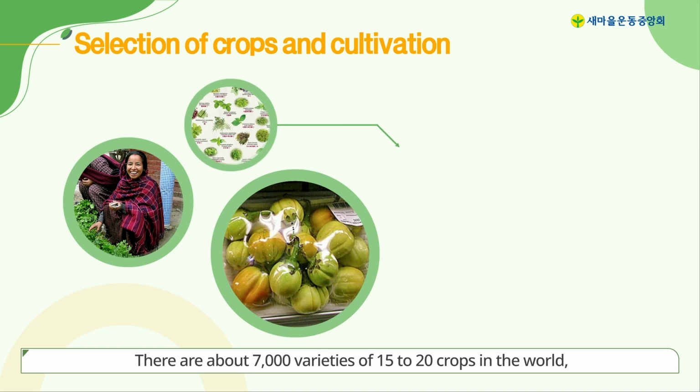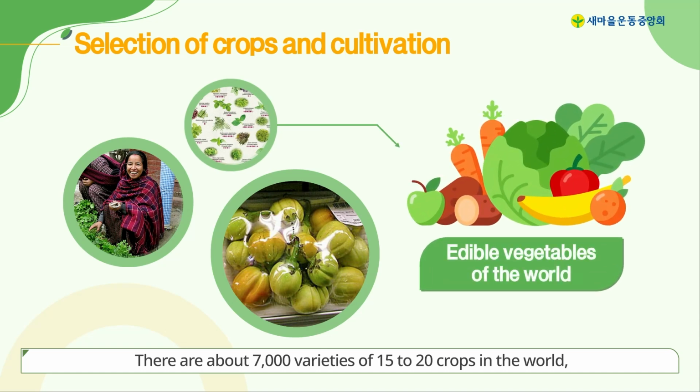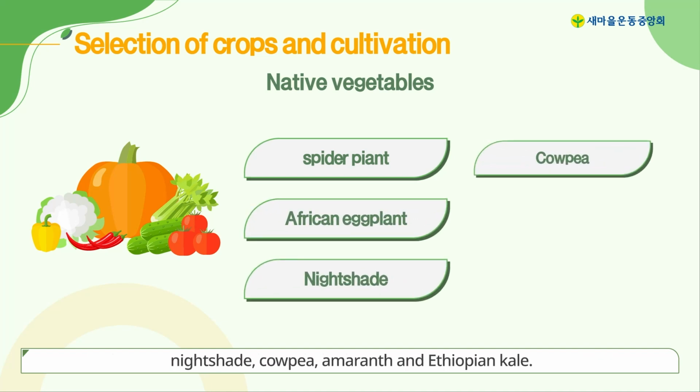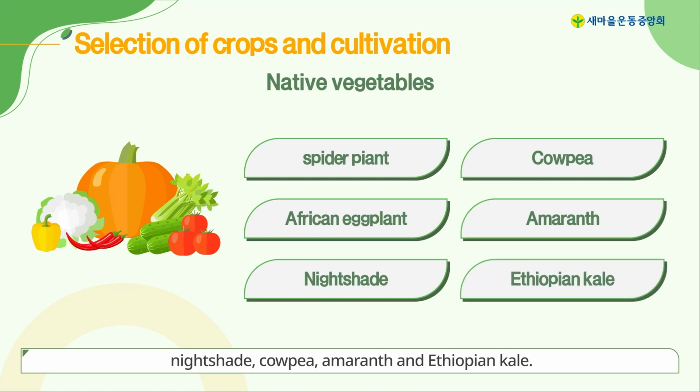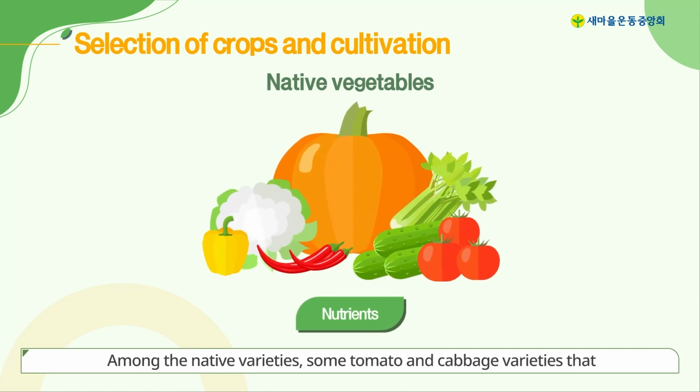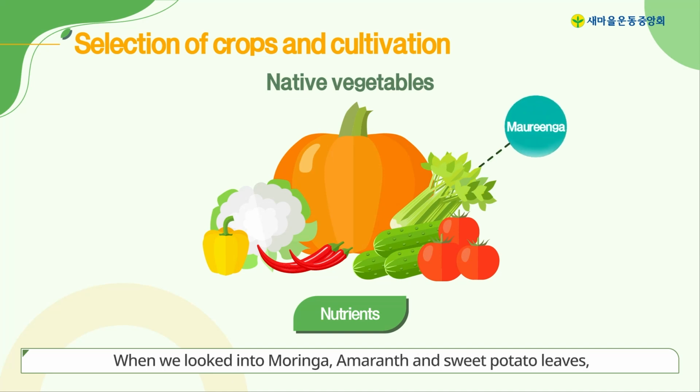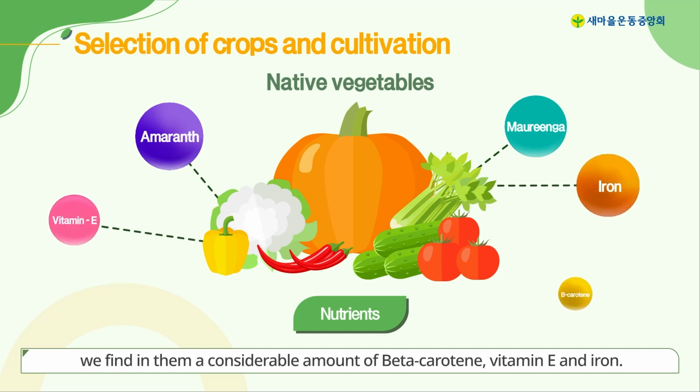There are about 7,000 varieties of 15 to 20 crops in the world, and about 2,000 of them are known as vegetables. Major vegetables of native varieties include spider plant, African eggplant, nightshade, cowpea, amaranth, and Ethiopian kale. Among the native varieties, some tomato and cabbage varieties that we have grown have good nutritional value. When we looked into moringa, amaranth, and sweet potato leaves, we find in them a considerable amount of beta-carotene, vitamin E, and iron.